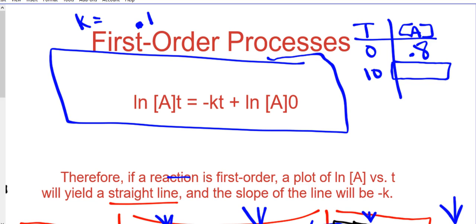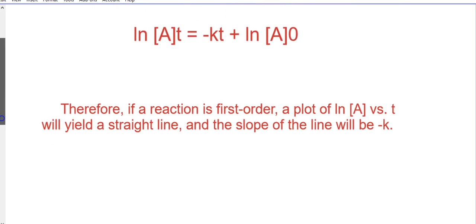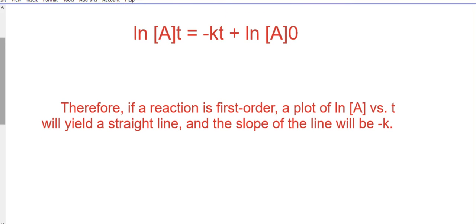All right, now, this only works for a first order process. Now, there's a way to do it for a second order, but it's different math. Therefore, if a reaction is first order, a plot of ln of A versus time will yield a straight line, and the slope of the line will be negative k. This is something that you should memorize. A first order reaction, the plot of ln of A versus time will yield a straight line, and the slope of the line will be negative k.